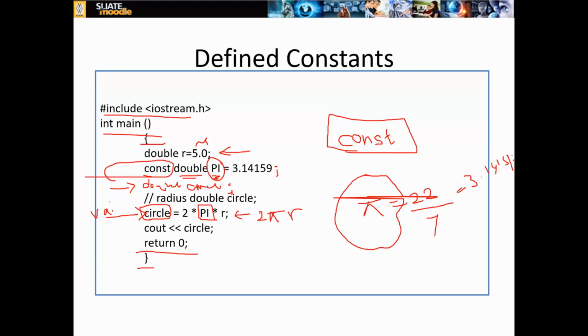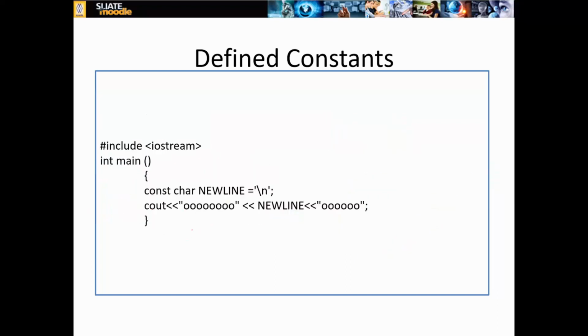Right. So here we have defined a constant, const char newline, '\n'. You know that escape sequences are there. So here that is used as a constant in this case, right?